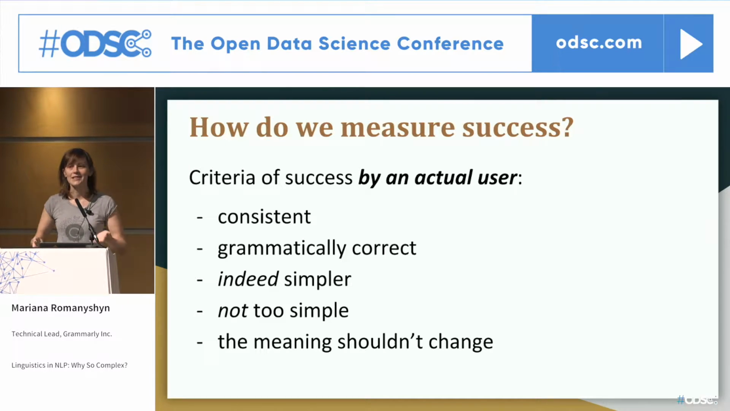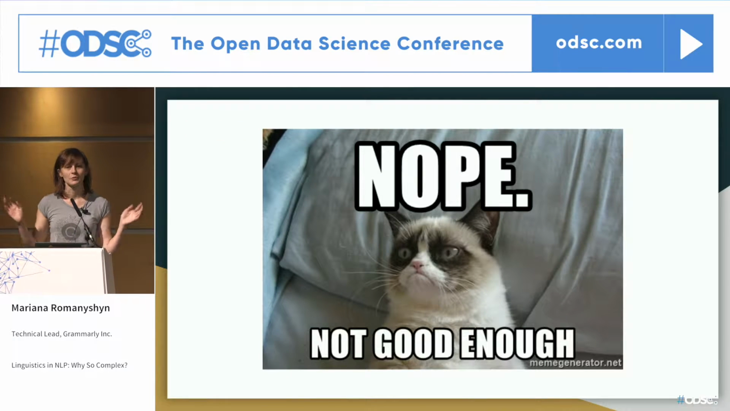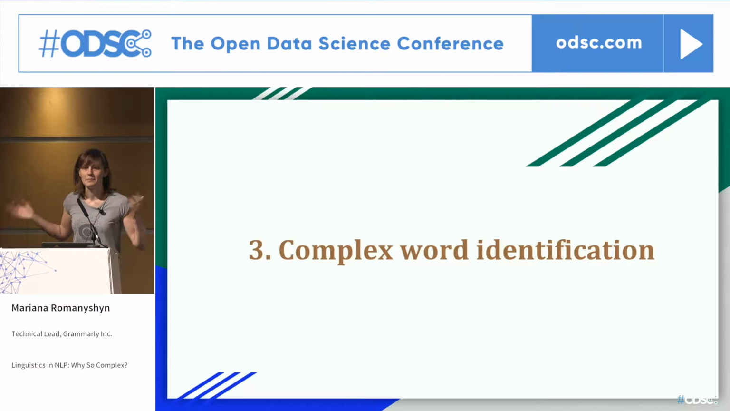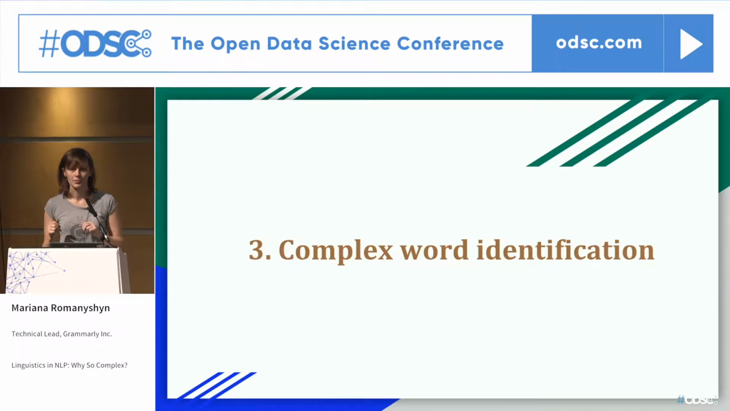So there's a whole list of criteria that didn't fit into our list, and the regular user will tell you, no, not good enough. So let's think about how we can make it better. The next two sections will be first on complex word identification and how to make it better, and then on actually replacing the word with synonyms and how to make that better.